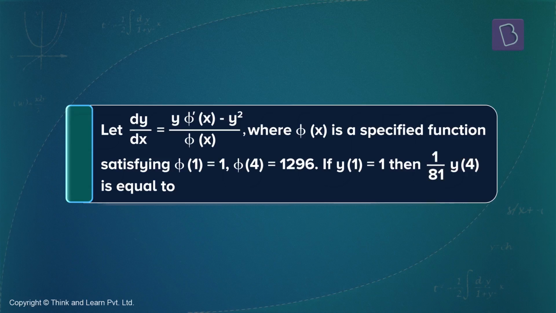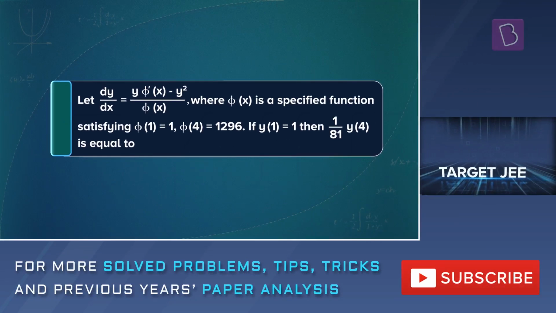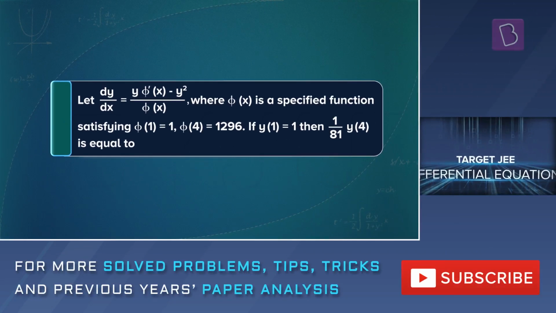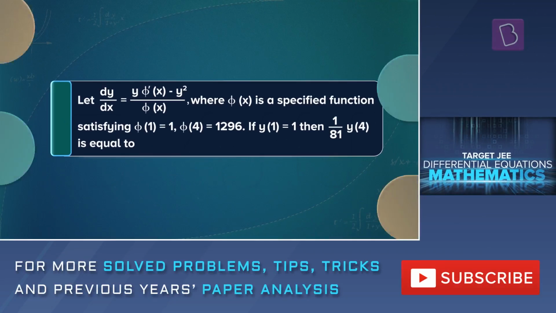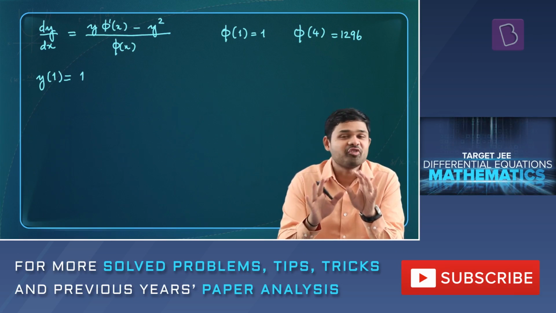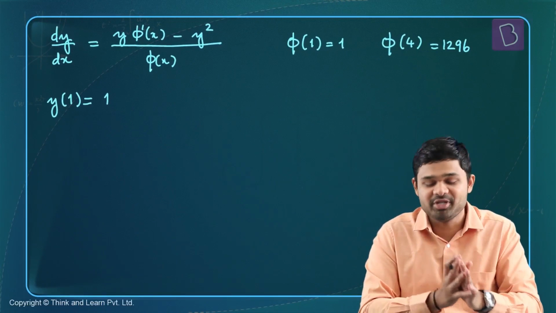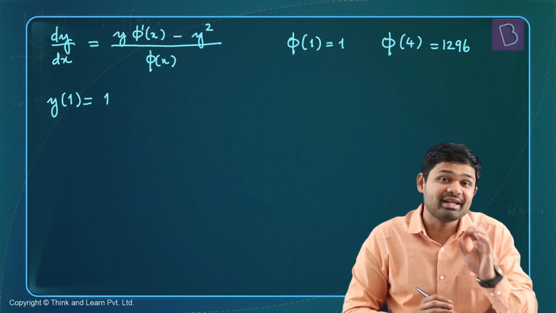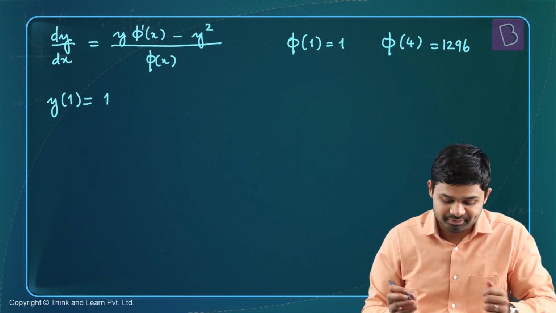It's an integer type of question, so all that dividing by 81 and finding out y of 4 is just to get a number, a whole number, a complete integer at the end of this exercise. But the actual objective in this question is to find out the expression for the function y. That's the actual objective in this question. So let's try and arrive at the expression for y.